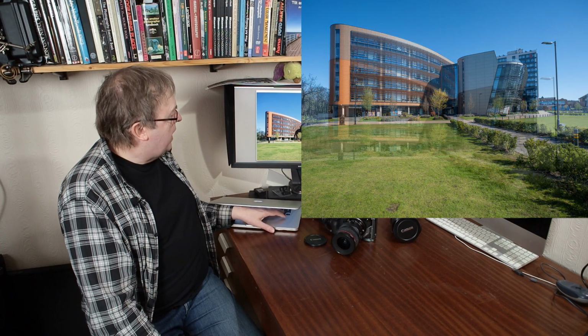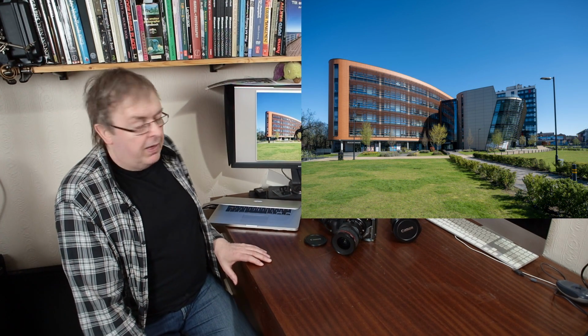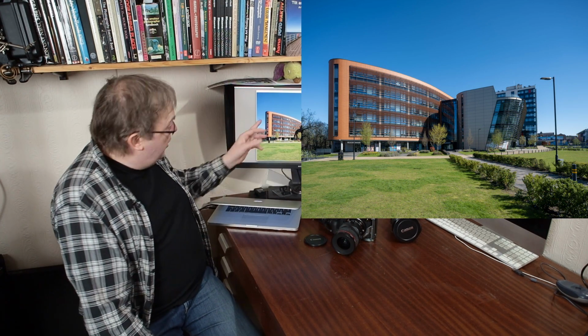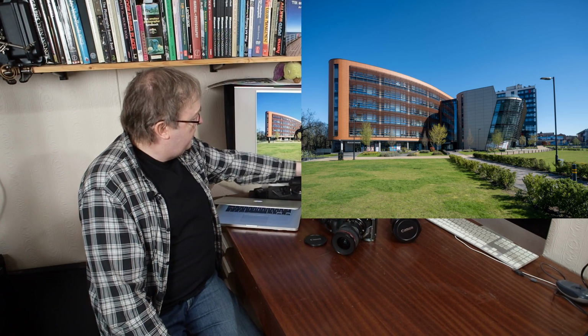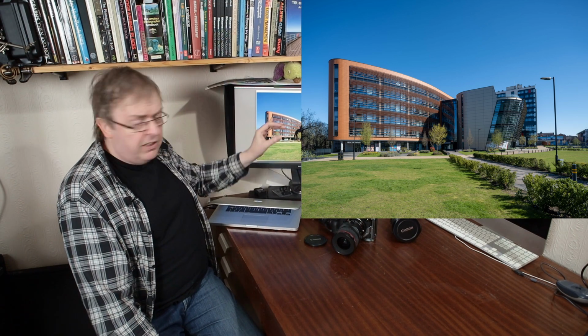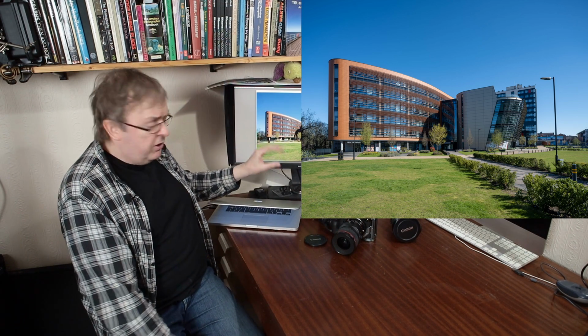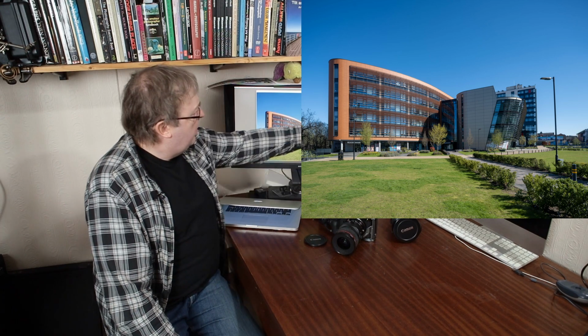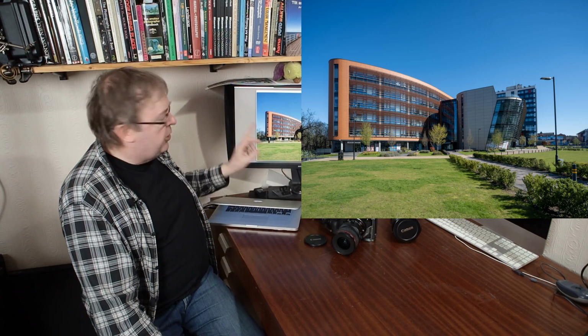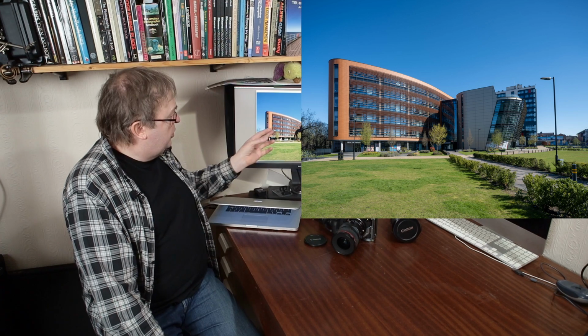But let's have a look what happens when I shift the lens upwards. We've got a different view. Notice no vignette. This is with a moderate few millimeters of rise, vertical shift. No vignetting issues whatsoever.